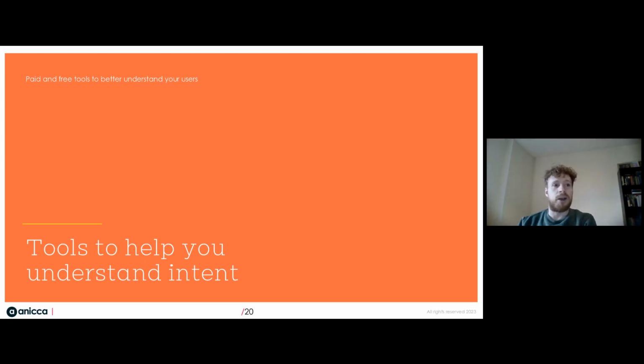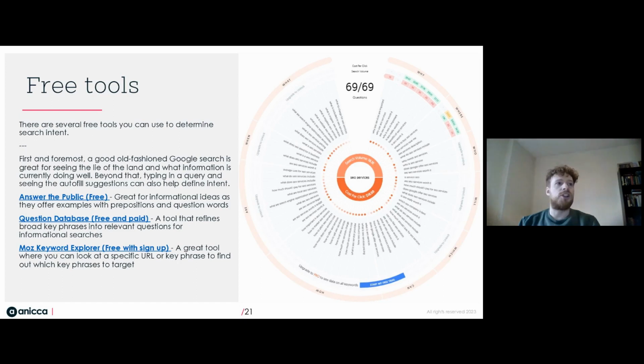So with that in mind, there are some free tools to look at. In terms of free tools, there's several to choose from. There's, like I said, a good old-fashioned Google search, which is great. You can see the lie of the land. You can see the top pages. You can see the autofills. You can even see the meta information and the stuff that Google suggests in the snippets at the top. But beyond that, there are obviously things like Answer the Public.